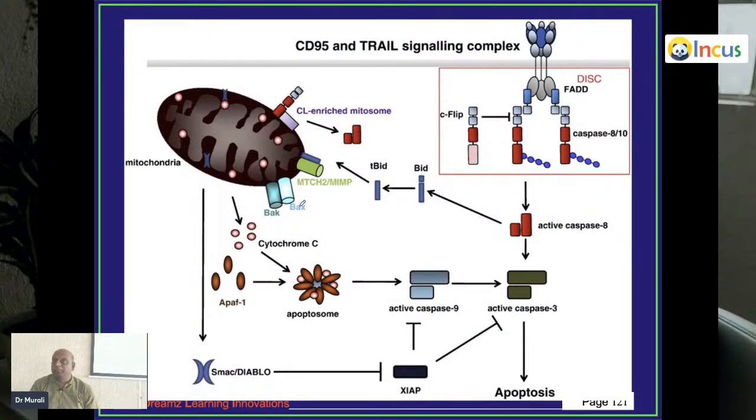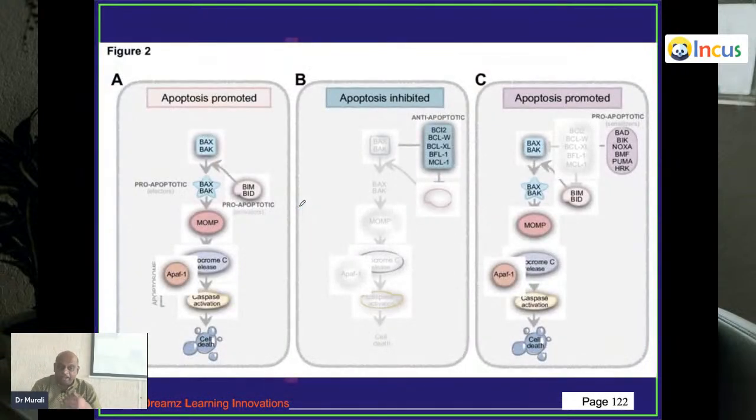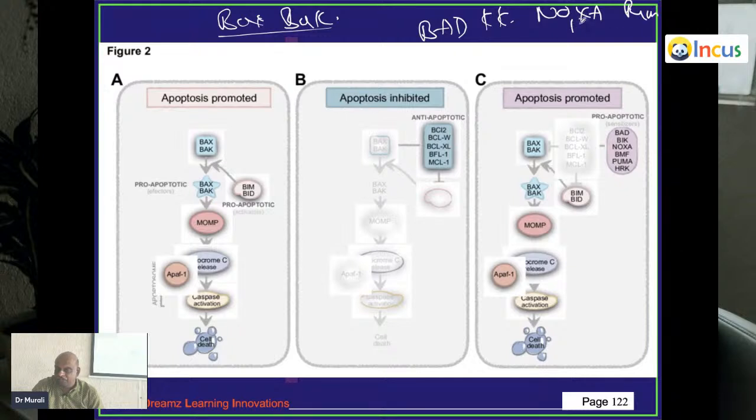So there are some pro-apoptotic and anti-apoptotic proteins. The pro-apoptotic ones promote apoptosis: BAD, BAK, Noxa, Puma, HRK, all this stuff, doctor. You have to be sure. Then what are anti-apoptotic? BCL2, MCL1, everything you should remember.